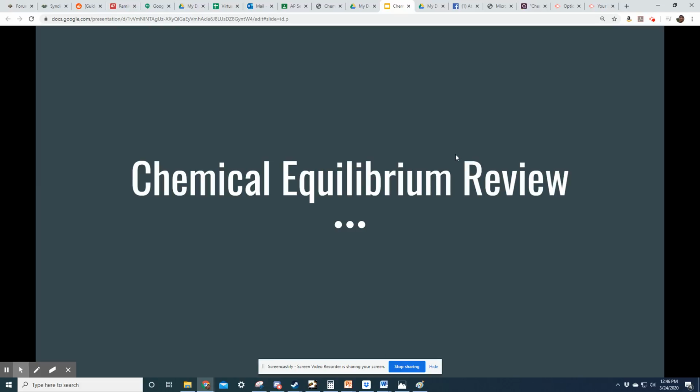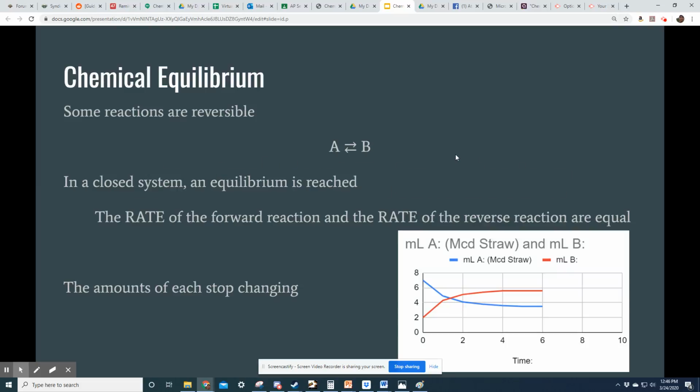Let's talk about chemical equilibrium and review that for just a moment. So chemical equilibrium occurs when a reaction is reversible and it's happening in a closed system. A reaction is reversible when some of the products can actually reform into some of the reactants. And in a closed system, the matter doesn't leave.